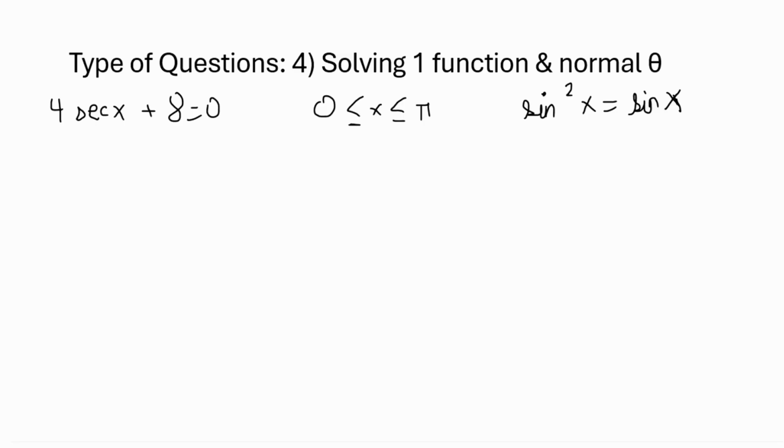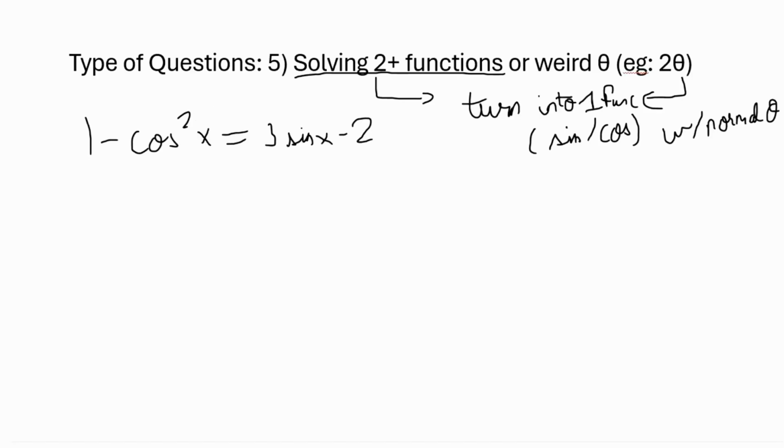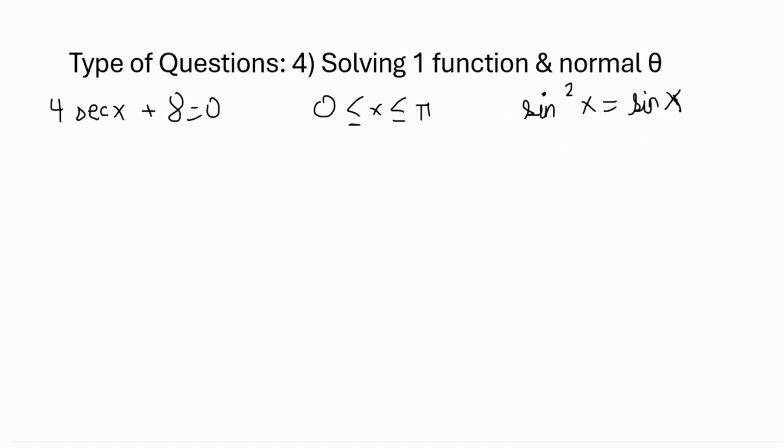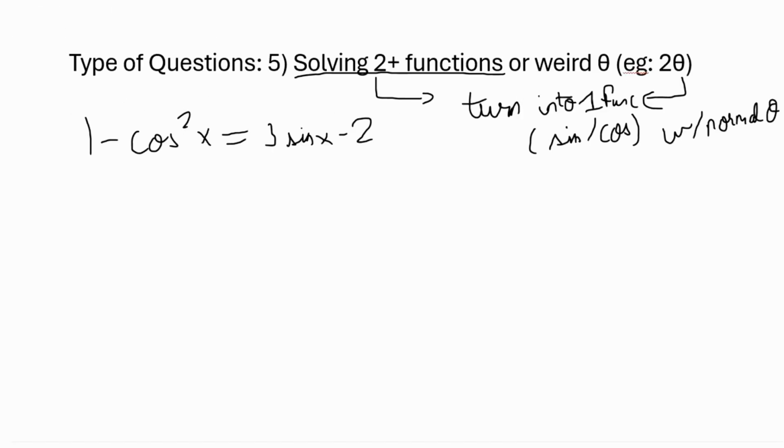Solving one function, okay, so this is when you're solving and there's only one type of function, and you have a normal theta. Your theta isn't being divided or multiplied by anything. Your function can be squared, just your theta can't have anything attached to it. With these, you just solve them normally, okay? There's no identity. You just solve them.